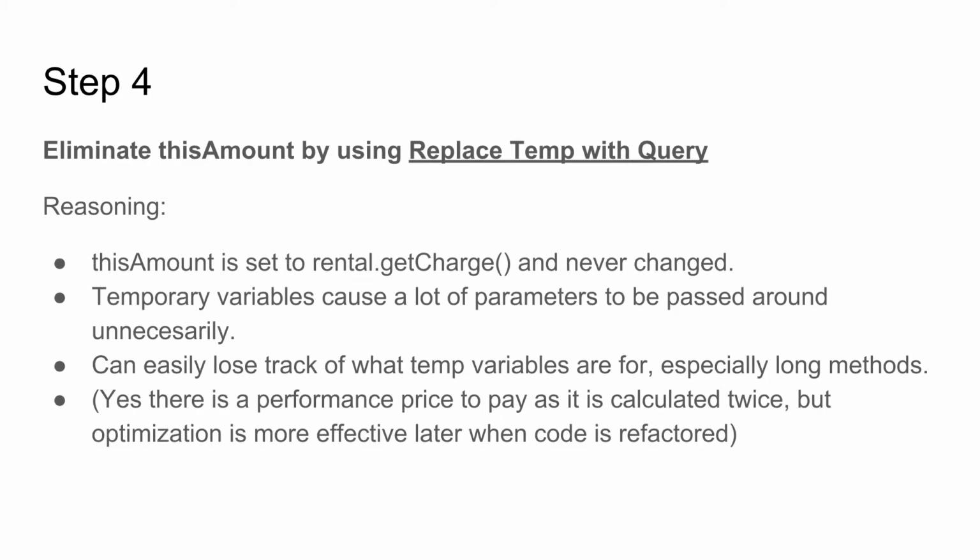Step 4 is to eliminate this amount. The reason is that this amount is set to rental.getCharge and it's never changed. Temporary variables cause a lot of parameters to be passed around unnecessarily, and you can easily lose track of what temp variables are for, especially in a long method. Yes, there is a performance price to pay as it is calculated twice, but it's more effective to optimize later when the code is refactored.